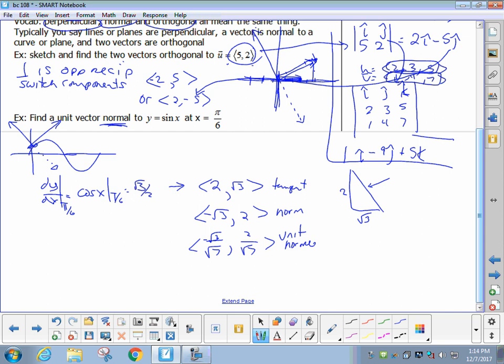Why did you keep the negative? Why did I keep the negative here? I need the negative to go in that direction. It has to go this direction. When I do the unit, I'm just shortening it up. The direction stays. If it was negative before, it stays negative. Correct. Yes. Okay. All right.